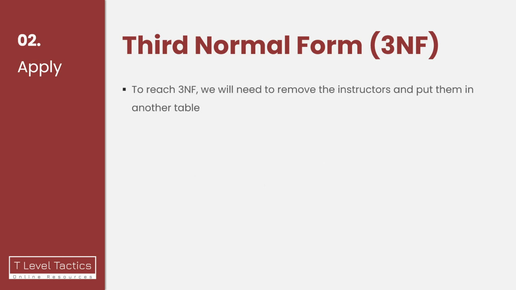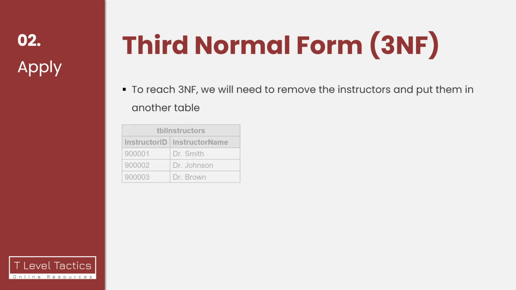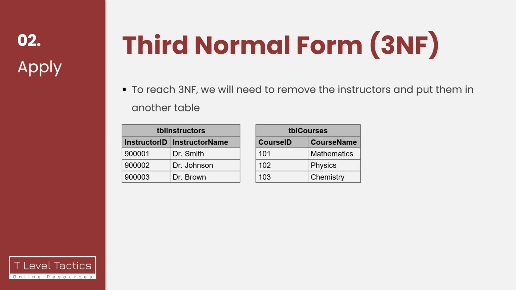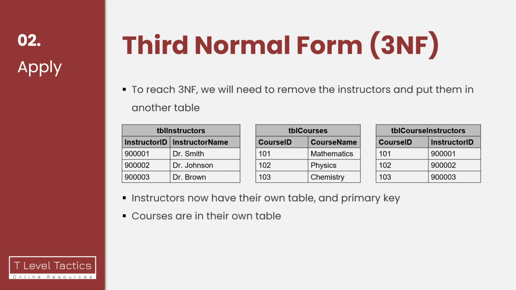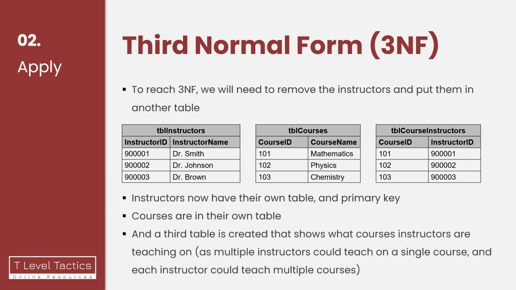To reach third normal form, we'll need to remove the instructors and put them in another table. So we'll now have an instructors table, a courses table, and a course instructors table. Instructors now have their own table and their own primary key. Courses have their own table. And our third table created shows what courses instructors are teaching on, as multiple instructors could teach on a single course, and each instructor could teach multiple courses.